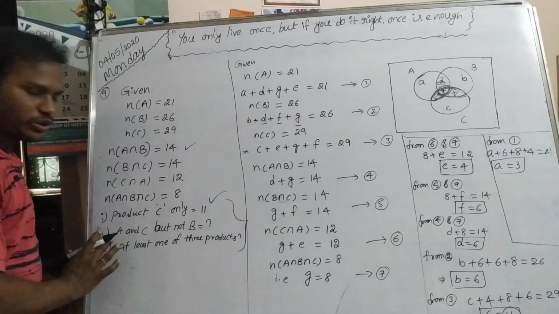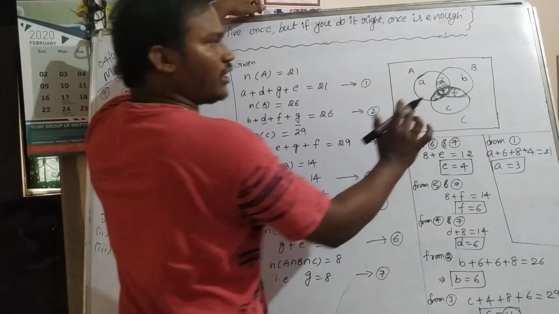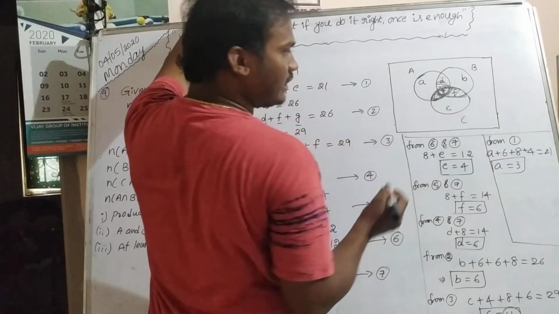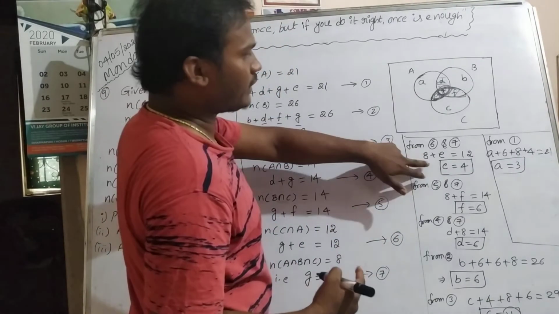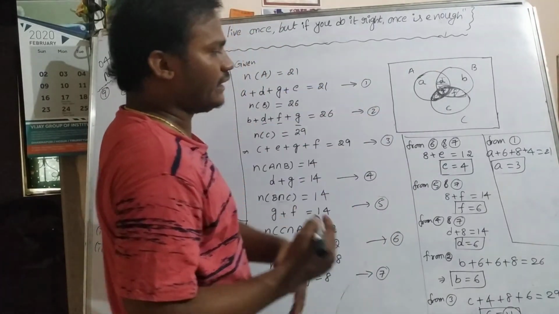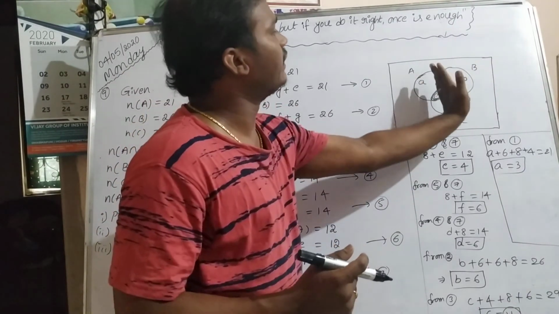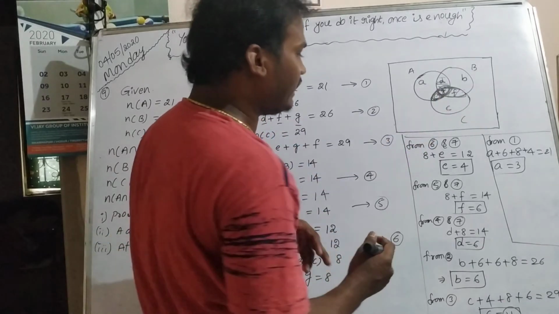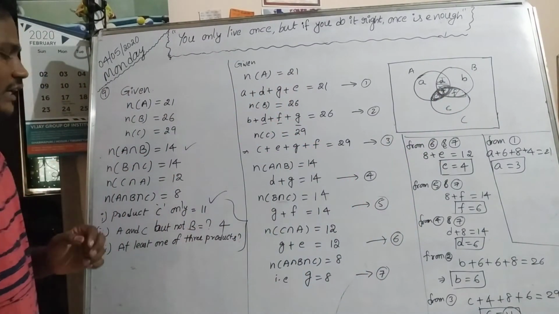Now let's go to the questions. A and C but not B. A and C but not B means what is E? That is 4. Okay, there are 4 persons who like A and C but not B. They like only E, 4 of them, and they do not like product B.